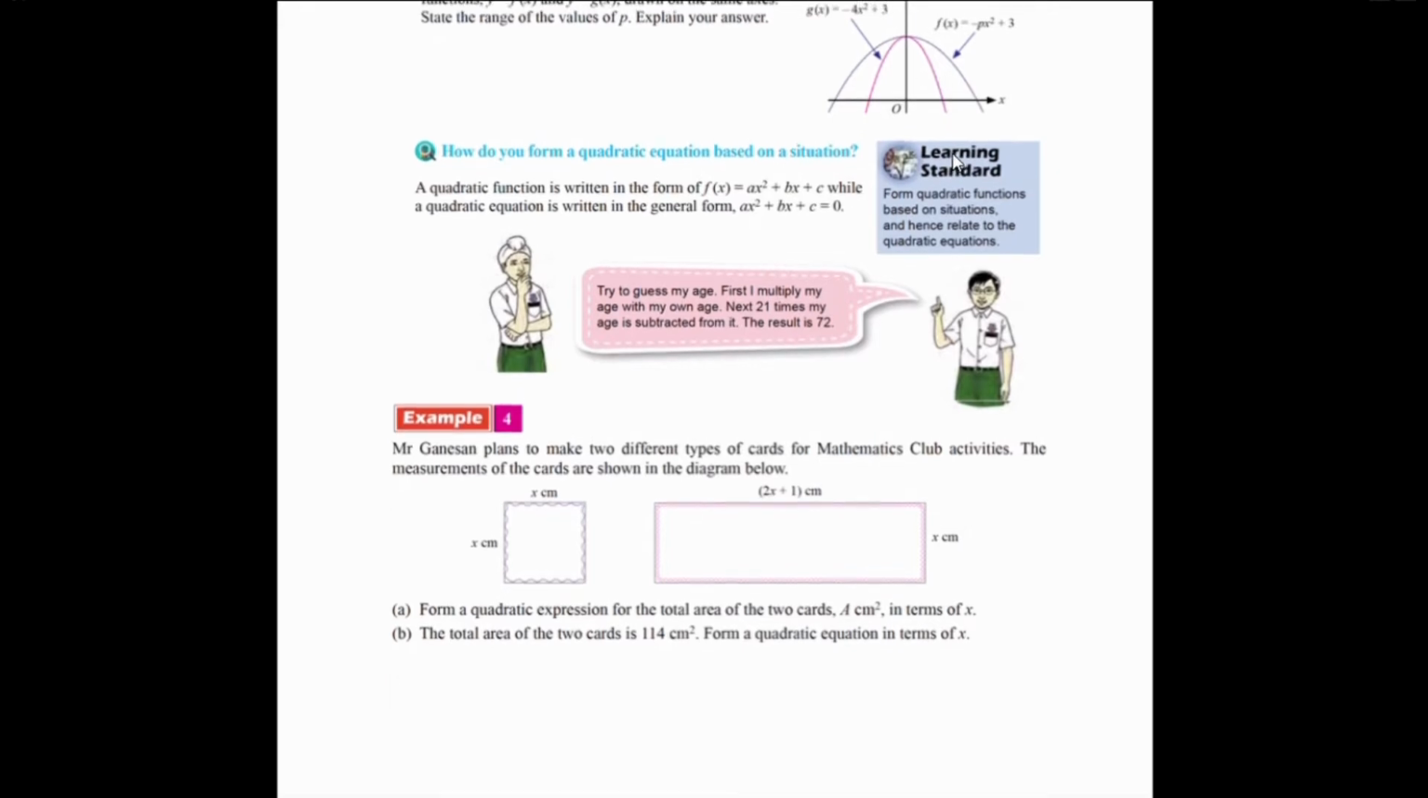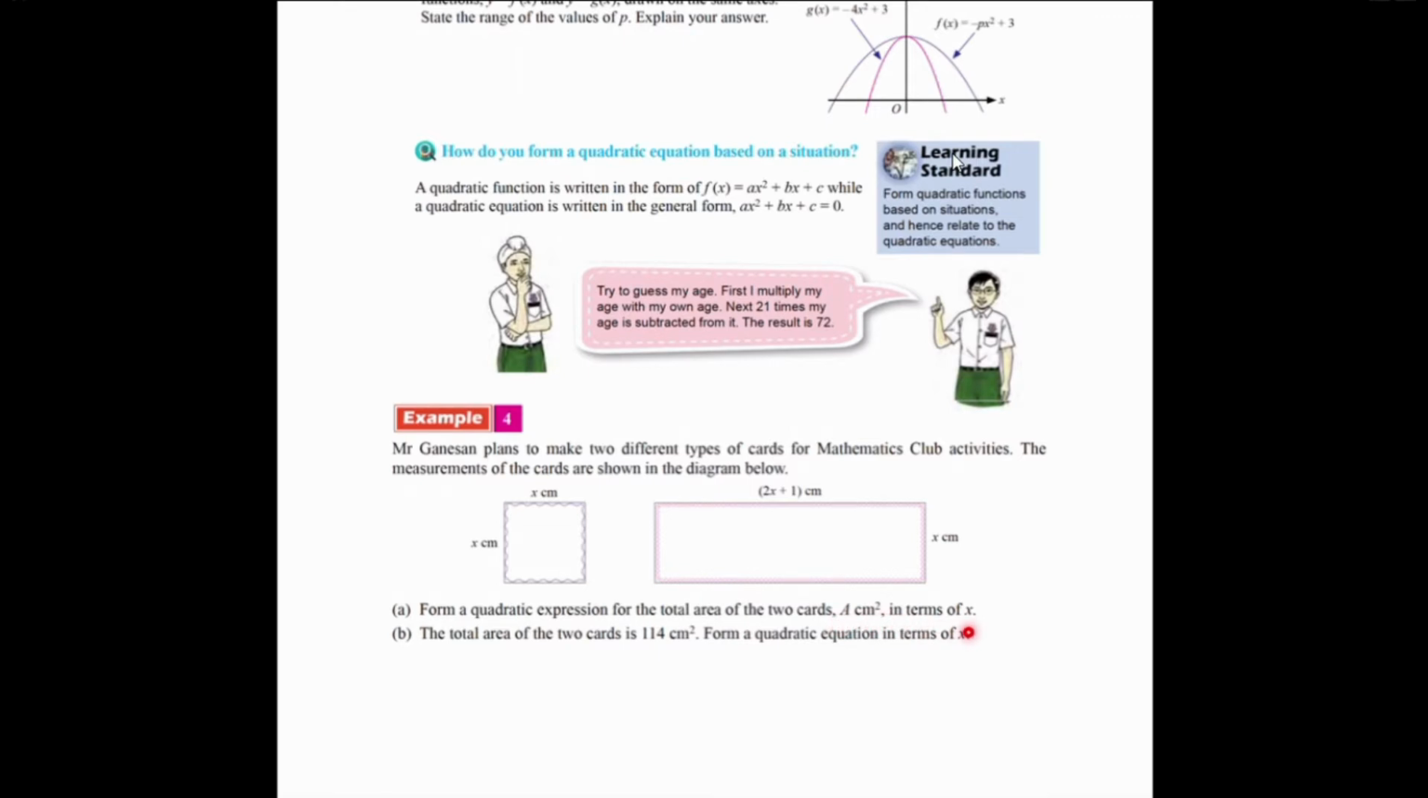Okay, for example, we look at example 4. Mr. Ganesen plans to make 2 different types of cards for mathematics club activities. The measurement of the cards are shown in the diagram below. Okay, we have a square here with side x, and we have a rectangle here with the length is 2x plus 1 and the width is x.